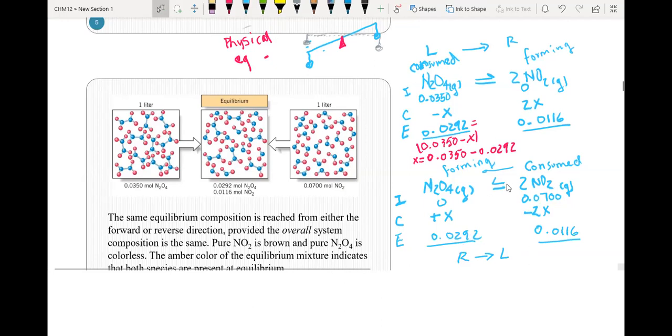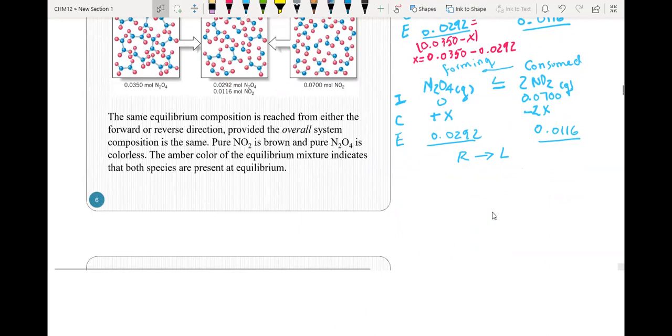So initially, the main reaction goes to the left, shifting to the left. We use that word, and we're going to use that word very often. The reaction starts to shift to the right to reach the equilibrium. Here we say the reaction shifts to the left to reach the equilibrium.